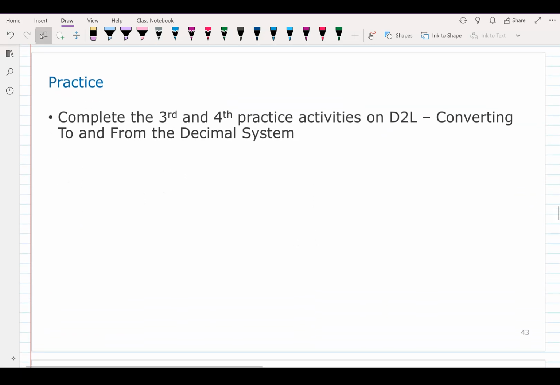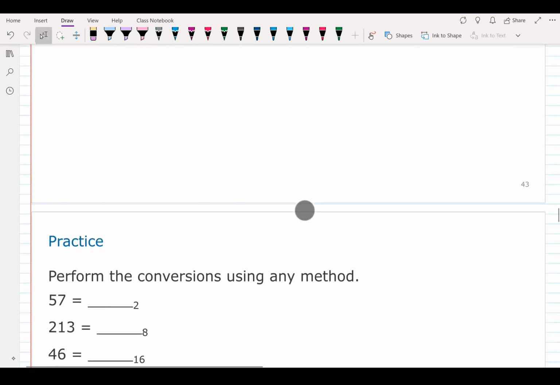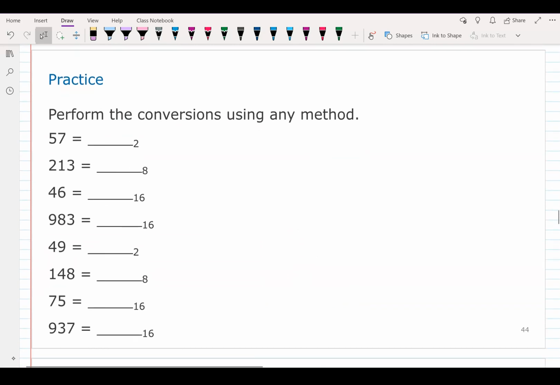The rest here is practice, which you can find on D2L in the shell. The practice is, I believe, 1 page long. Let me just double check that. Yep, just 1 page long. And it says, perform the conversions using any method, and be very careful. This is all base 10, right? There's no subscripts, so they're all base 10. And if you're careful, you should have no trouble getting these. Try them yourself. I'm going to put up the answer now, and you can check your work. If any of them are wrong, go back and check your work again. And if you have questions on any of these, let me know.